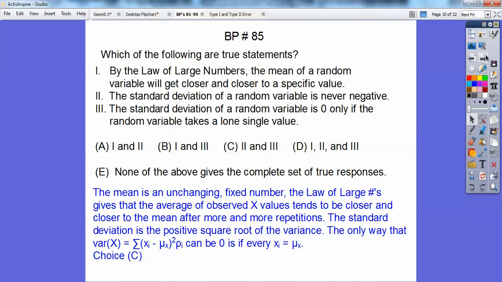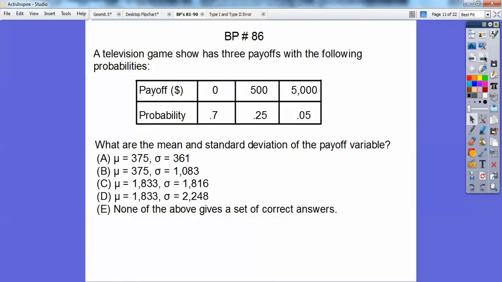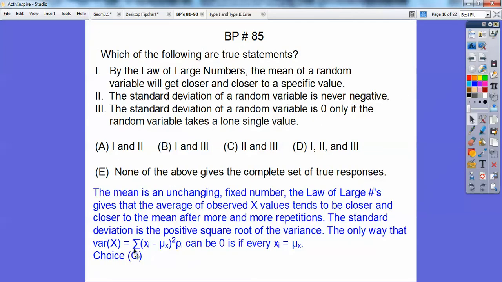So choice C. Okay, a television game show has 3 payoffs with the following probabilities. The payoff is 0 with 70%, 500 with 25%, and 5,000 with 5%. What are the mean and standard deviation of the payoff? Well, remember, the mean is the payoff times the probability, plus this payoff times the probability, plus this payoff times the probability. And then the standard deviation, you guys, is this formula right here. Each number minus the mean squared times the probability. And then we take the square root of all of that.